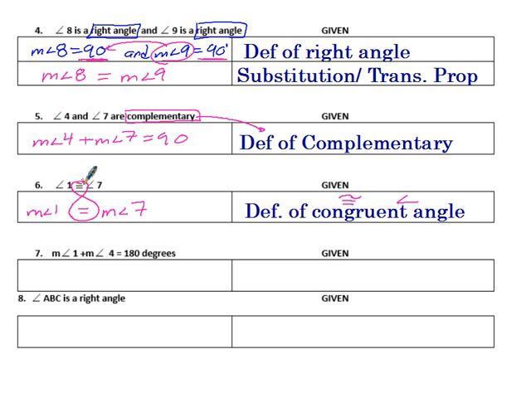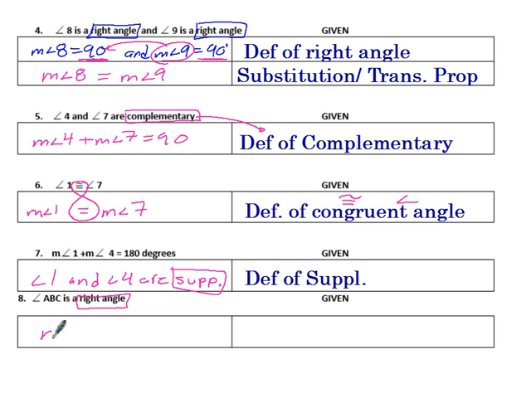The next one, if I tell you that the measure of angle 1 plus the measure of angle 4 equals 180 degrees, that tells me that angle 1 and angle 4 are supplementary. I'm using a vocab word, supplementary, so my reason is the definition of supplementary angles. Next one, angle ABC is a right angle. Vocab word, what do right angles tell me? It tells me that the measure of angle ABC equals 90. Notice because I'm talking about the number, I need to include that little m now. That's the definition of a right angle.